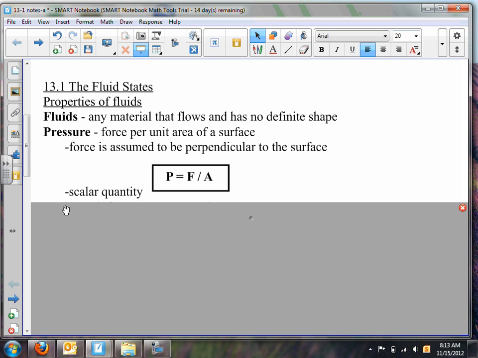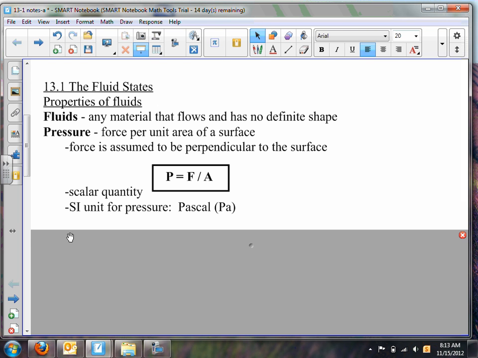We measure force in newtons in the SI system and area in meters squared. The SI unit for pressure is the Pascal, so 1 Pascal is equal to 1 Newton per square meter. So if we're going to use this equation, our force has to be in newtons and our area has to be in square meters.